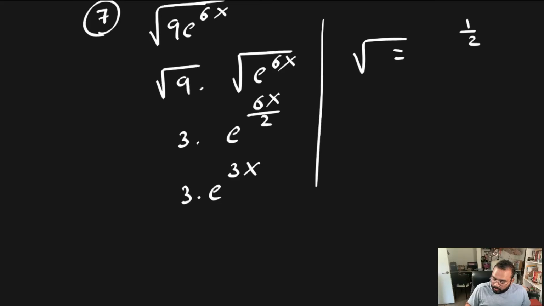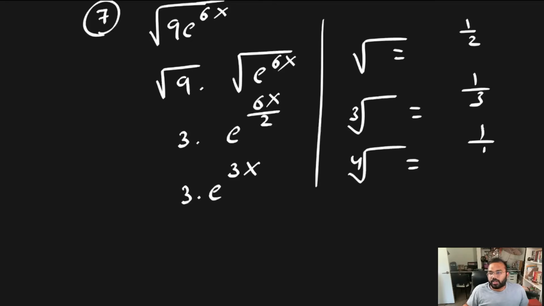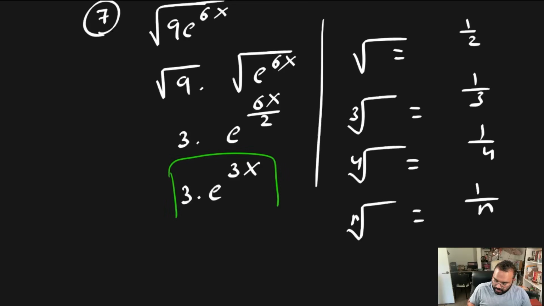And if it is a cube root, you go 1 by 3. And if it's a fourth root, you go 1 by 4. So you understand, right? If it is the nth root, it will become 1 over n. Very important concept, right? So the answer for this question is 3 times e to the power of 3x.